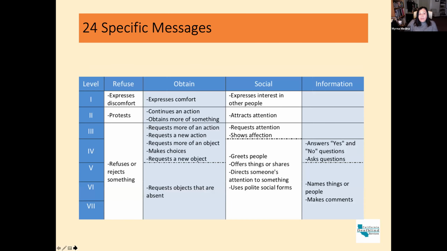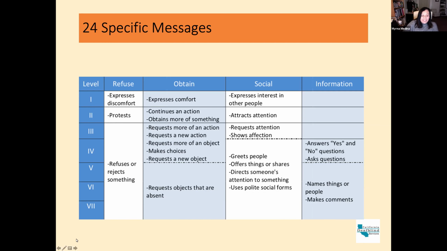So that's the 24 specific messages, as you can see in this slide. I took this from the actual matrix. You can see on the left, it says the level from 1 to 7. And then the four reasons of communication. So as you can see here, level 1 expresses discomfort, to obtain expresses comfort, social expresses interest in other people. So these are the 24 specific messages that people express when they're communicating.